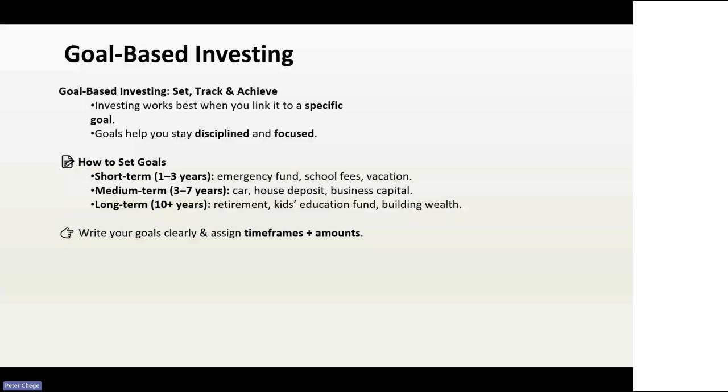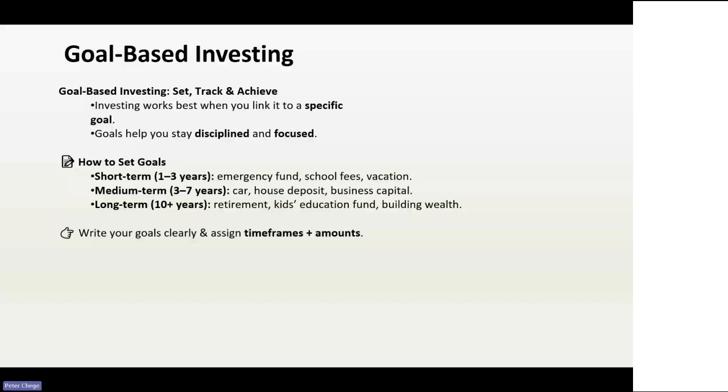maybe for medical, or you're looking for school fees or vacation. That you are setting for a short term. Then there is medium term, 3 to 7 years. Maybe you want to buy a car in the next 3 years or 7 years. Maybe a house deposit or to start a business. Then long-term goal, maybe for retirement, maybe your kids' education fund or building your wealth.